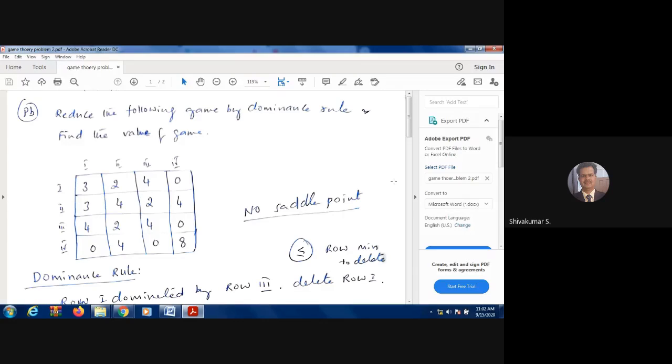Okay. To take down the problem right now, I'll give you 5 minutes to write the problem. Reduce the following game by dominance rule and find the value of game. 3, 2, 4, 0, 3, 4, 2, 4, 4, 2, 4, 0, 0, 4, 0, 8.